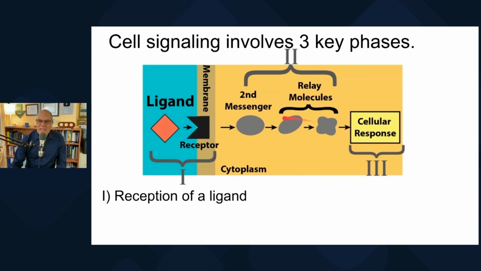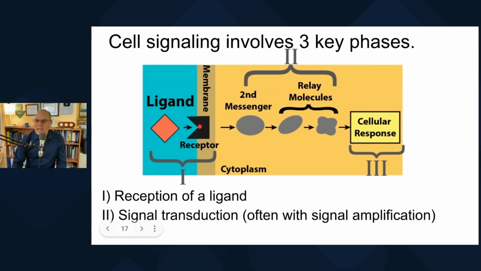The first phase is reception of a ligand by a receptor. The second phase is signal transduction. Now, signal transduction means that that signal is going to be passed from the membrane deep into the cytoplasm.